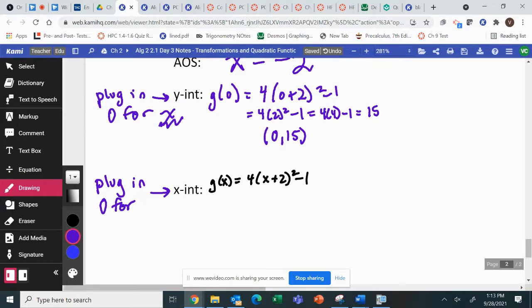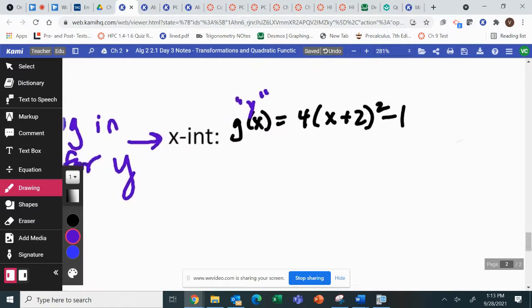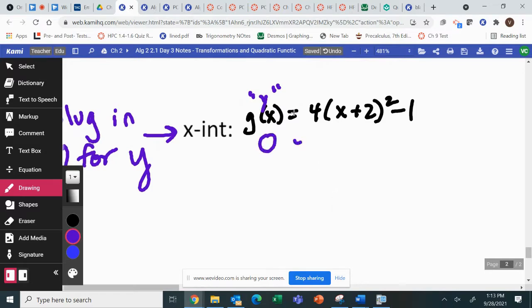Yeah, y. Now, where is y? Maybe she's confused because there's no y. But there is, isn't there? Where's y? The g of x, that's the y. So we've got to plug in 0 for y. So I'm putting a 0 here.